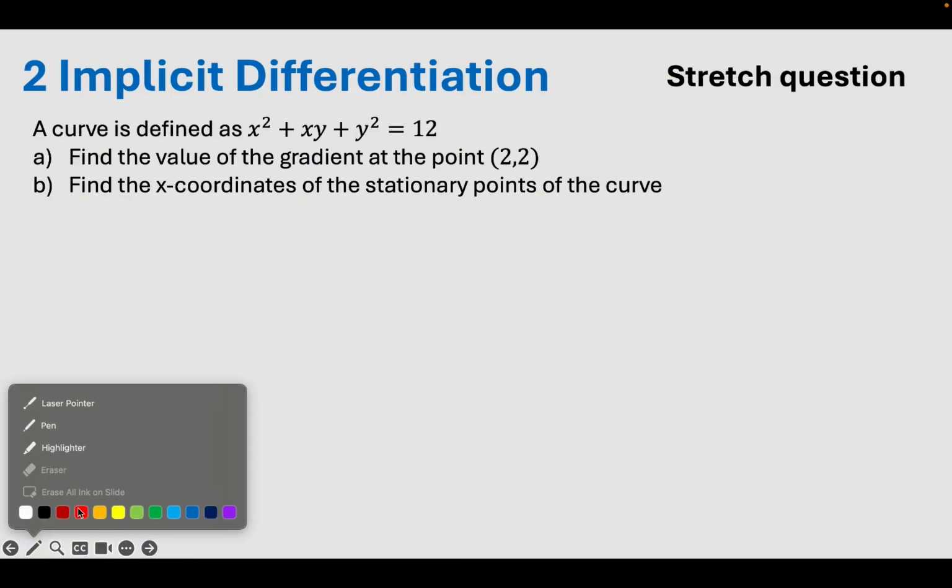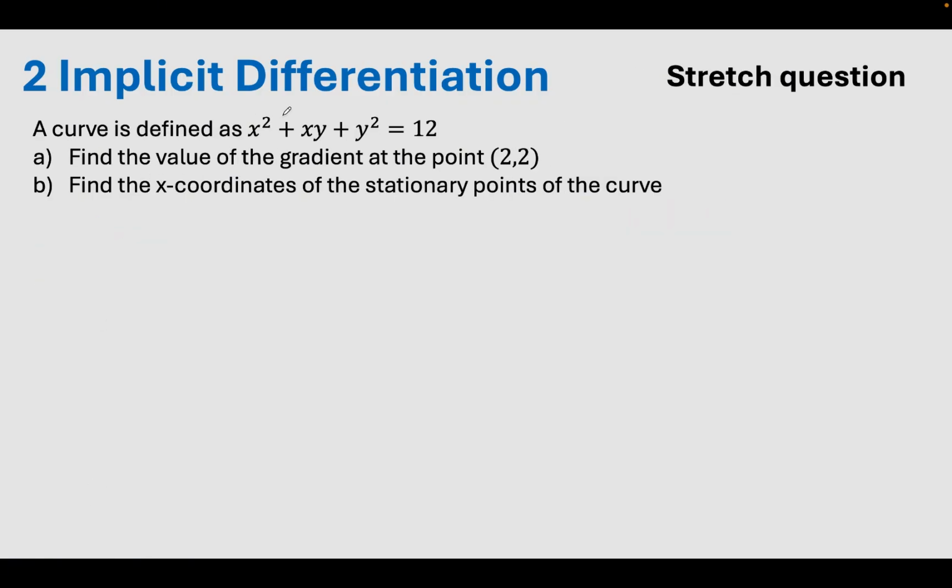Okay, so let's take a look at one final stretch question. So I have a curve x squared plus xy plus y squared equals 12. Find the value of the gradient at the point 2, 2. And part B, find the x coordinates of the stationary points of the curve. Now normally if I just wanted to find a value, I could just put my points in when I differentiate this and not find an explicit expression for dy/dx. But since I know I'm going to have to actually use dy/dx again, I will find the full expression for it this time. So, start by laying our working out correctly.